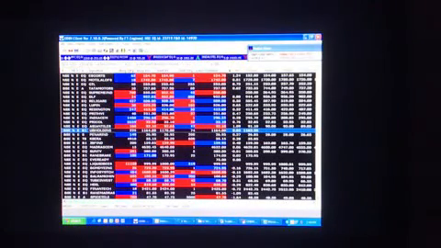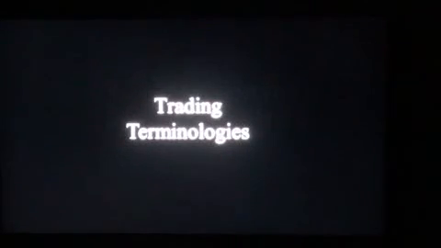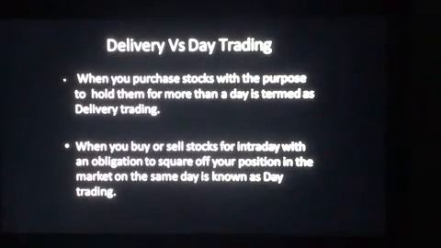What does the trading terminal look like? This will be a typical interface of this software. If you open an account, you can see this kind of software, this kind of screen. Then trading terminology: there are different trading terminologies, such as delivery versus day trading.